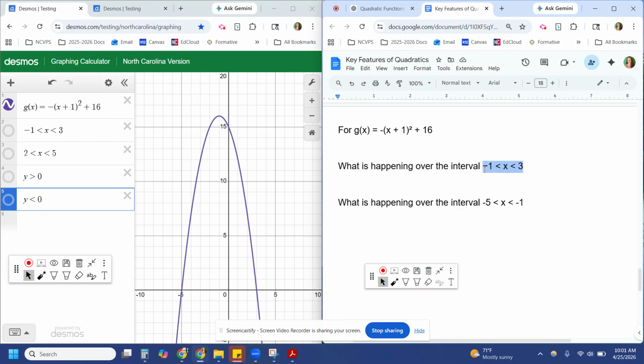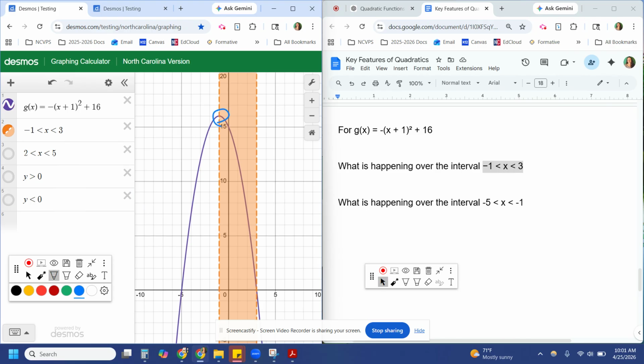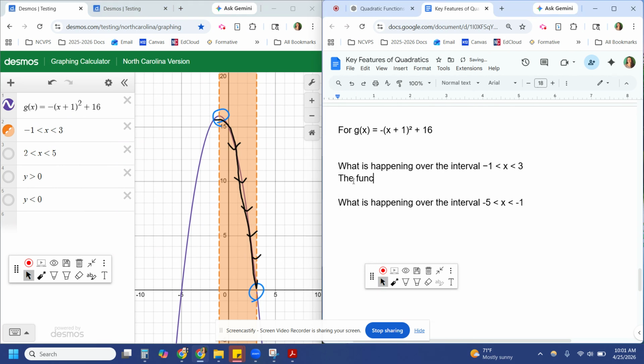Our first interval is from -1 to 3, so let's turn that on so we know where to look. The endpoints are here and here. So I need to be asking myself, what is happening to the function in between those two endpoints? As I traced it, my finger was moving down. The y values are moving down. So we would say the function is decreasing over this interval.